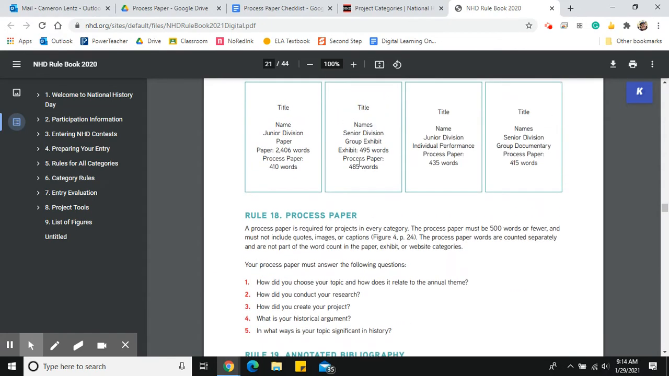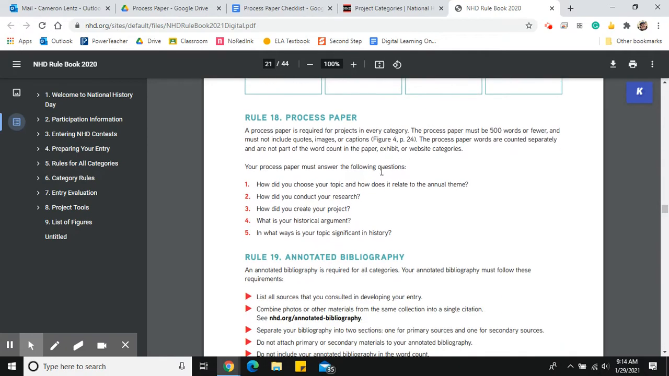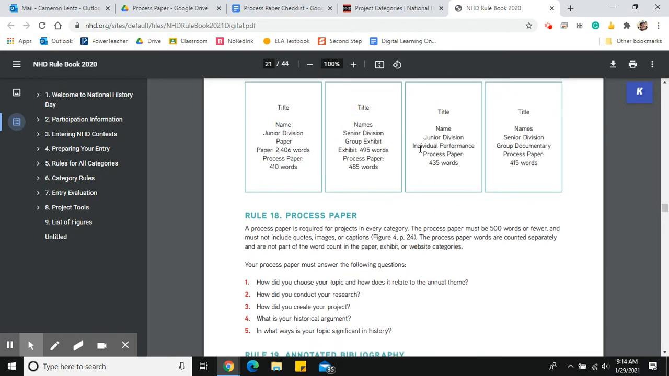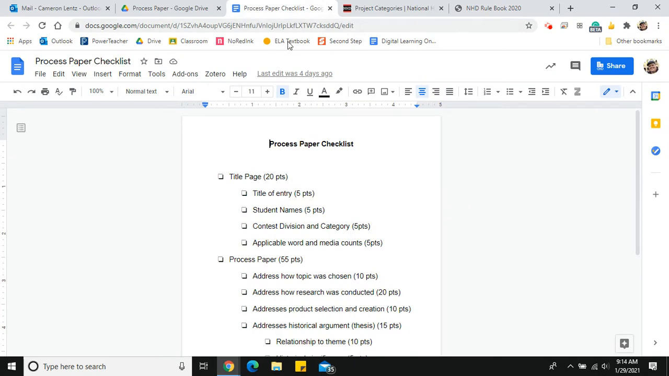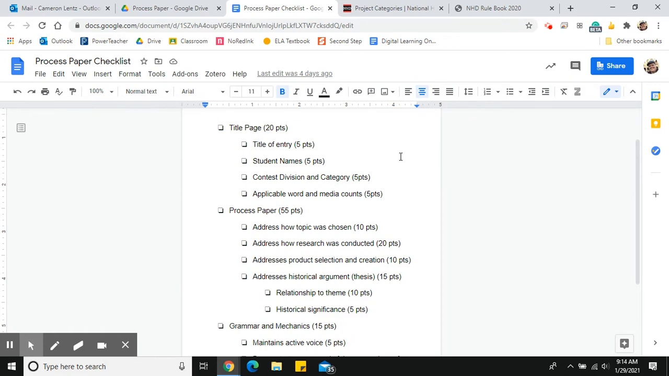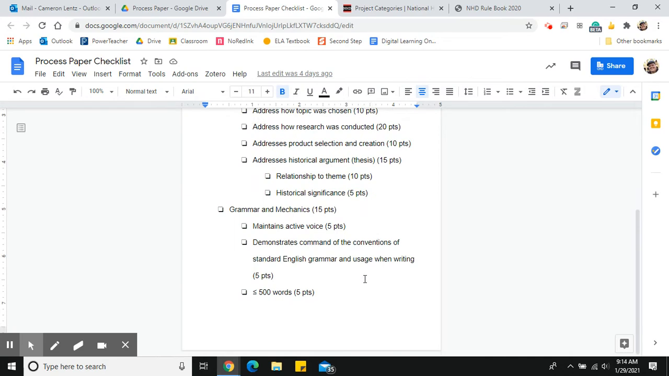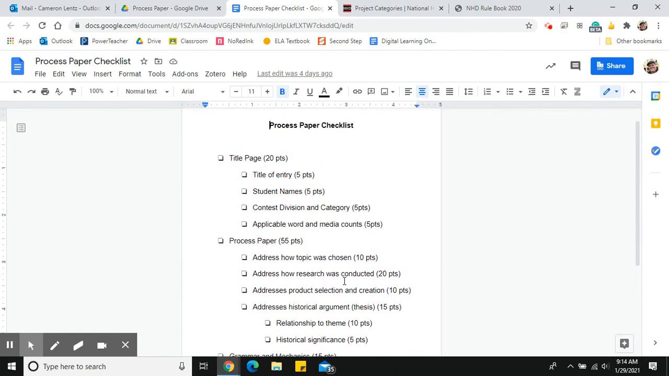So you can see in the rule book it will go over how to set up your title page, what questions your process paper needs to address, so on and so forth. So you can use your rule book. But one thing that Mr. Morrell and I have done for you guys is we've kind of delineated it down into a checklist for you, basically a rubric. So if you'd rather use this as like a quick cheat sheet, it's more digestible, it's easier to understand, feel free to use that too. And this will be attached to the process paper assignment.